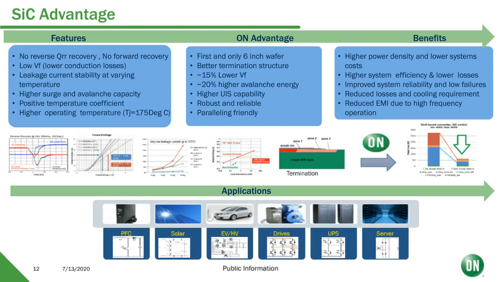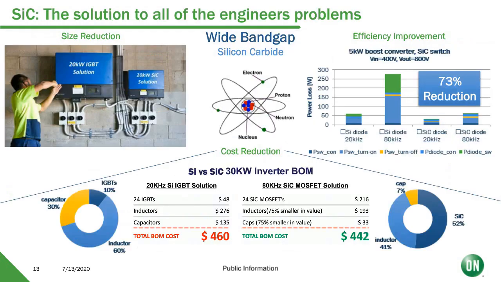If we turn gears and look deeper into how silicon carbide benefits a solar inverter, I'll first point your attention to the top right corner, where we're looking at the efficiency improvement of a 5 kilowatt boost converter, comparing silicon diodes to silicon carbide diodes. You can see a 73% reduction in the overall power loss of the system when you're using silicon carbide diodes compared to silicon.